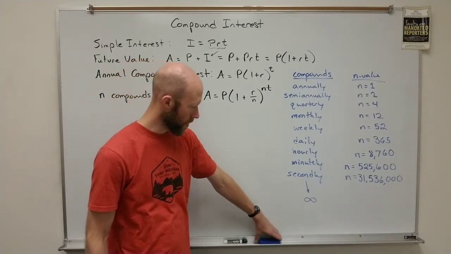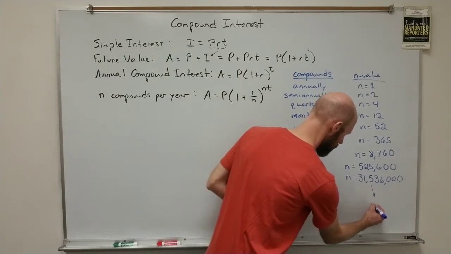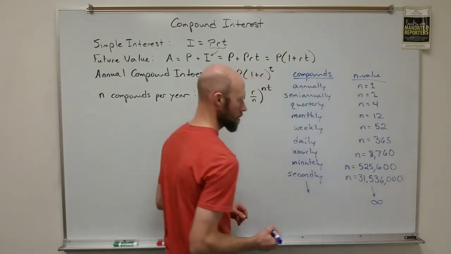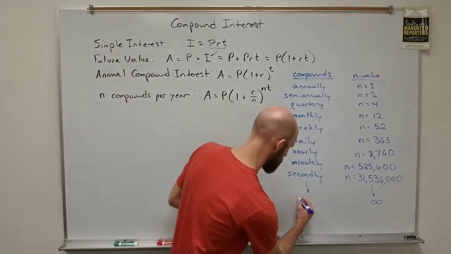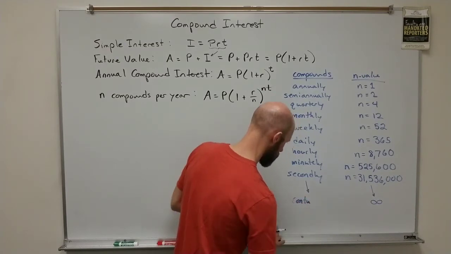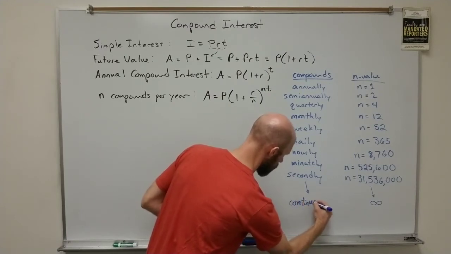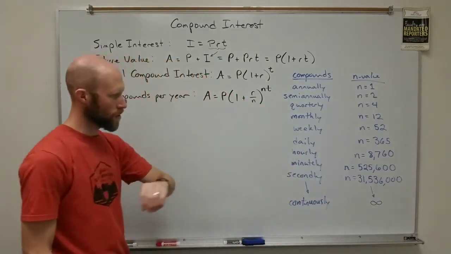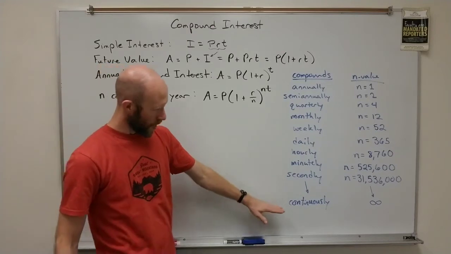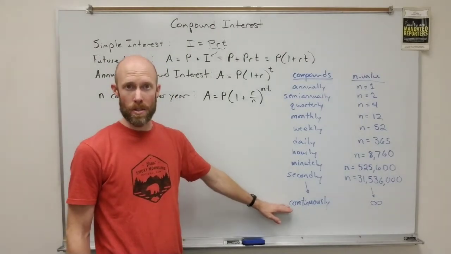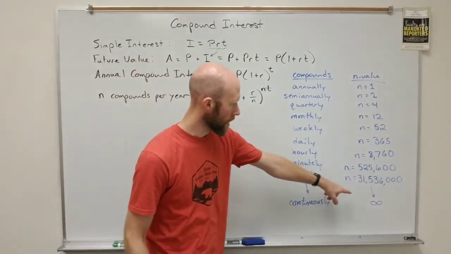That's the n value. The n value approaches infinity. It doesn't ever hit infinity because infinity is not a number we can attain, but we call that continuous compounding. Continuously compounding. So we have this continuous compounding situation, which is every moment of the year, an infinite number of times, essentially.